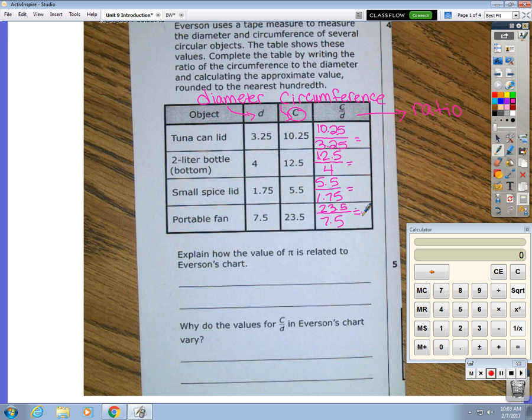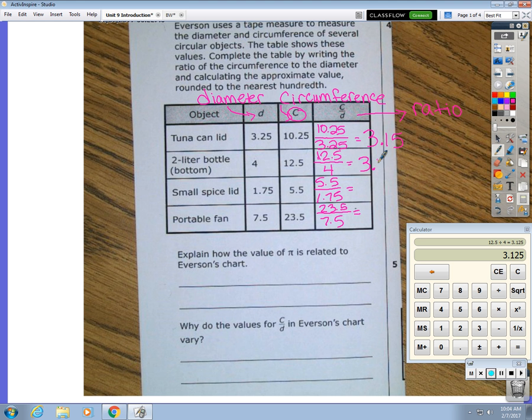Okay, now, we're not going to work all of these out. When you divide, I'll show you on the calculator. This first one, 10.25 divided by 3.25 equals 3.15. On the next one, I have 12.5 divided by 4, and I get 3.125, and it says to round to the nearest hundredth. So we're going to do 3.13.